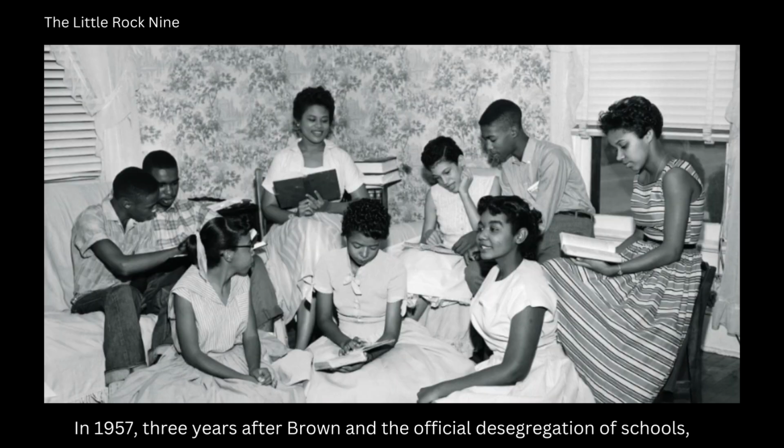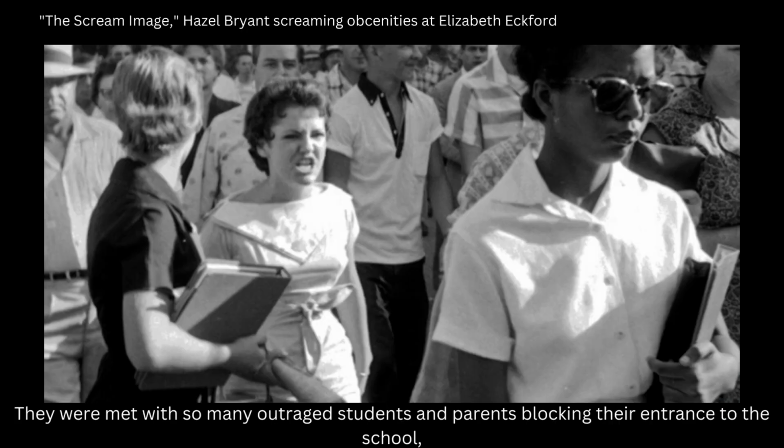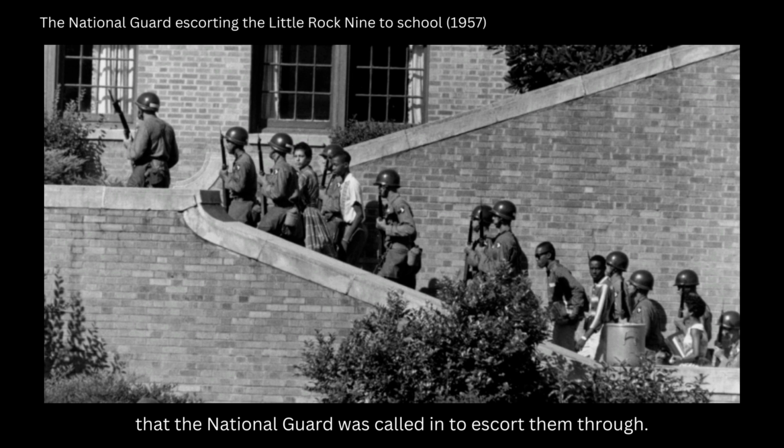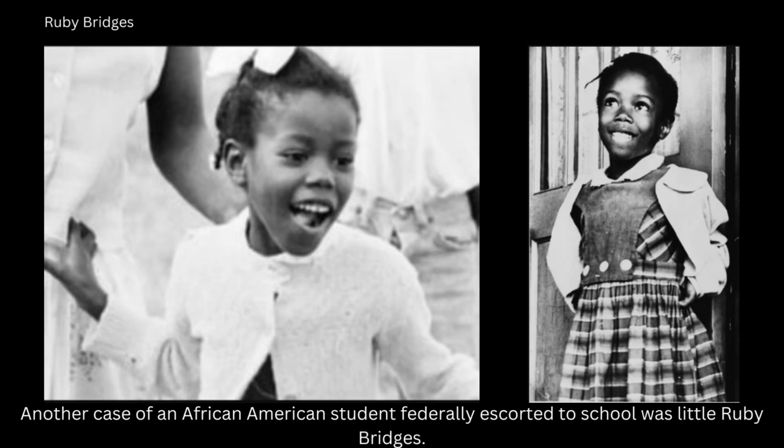In 1957, 3 years after Brown and the official desegregation of schools, 9 African-American teens enrolled in Central High School in Little Rock, Arkansas. They were met with so many outraged students and parents blocking their entrance to the school that the National Guard was called in to escort them through. These teens became known as the Little Rock Nine for their resilience in the face of adversity.